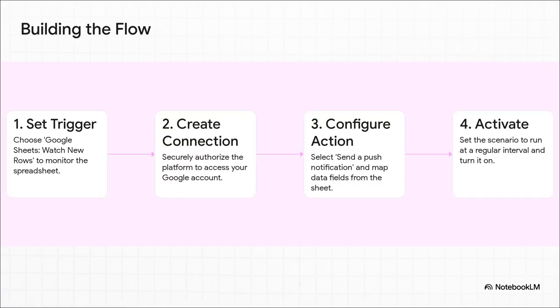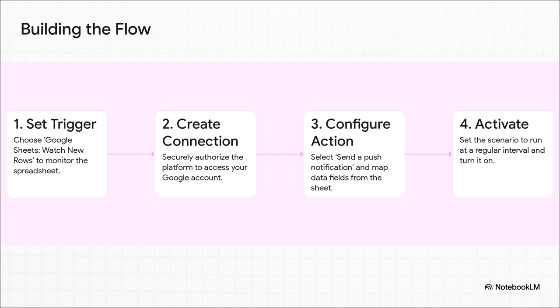It's a pretty logical four-step process. First, we set up our trigger to watch new rows in that specific Google Sheet. Step 2, we create a secure connection to our Google account. Give it permission. Third, we configure the action. We add a notification module and literally just drag and drop the data fields, like first name, from our sheet right into the message. And finally, we set a schedule and flip the switch to turn it on.